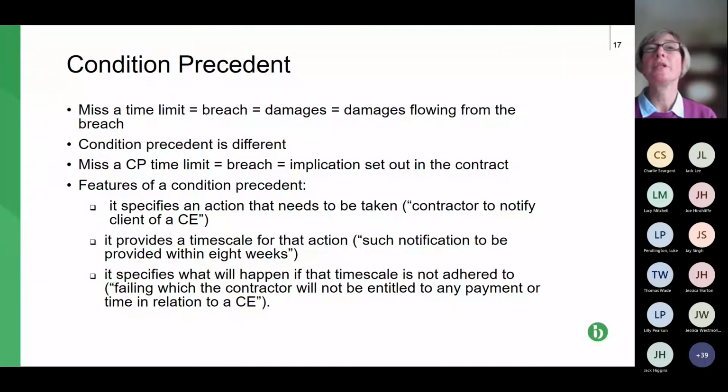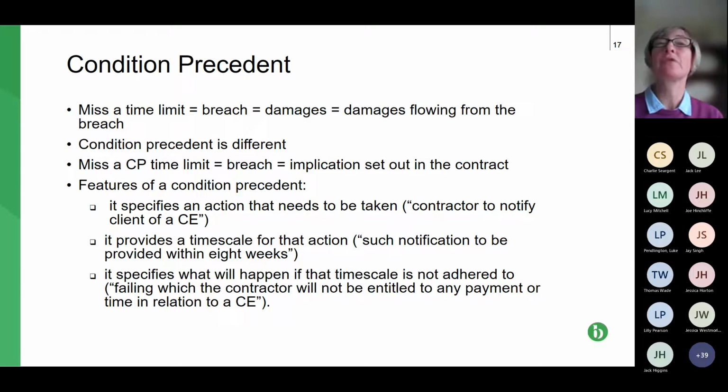So the final bullet point, the features of a condition precedent. First one, it specifies an action that needs to be taken. So typically, in this instance, it's talking about the contractor, because typically they apply to contractors or subcontractors. The contractor is to notify its client, the paying party, of a compensation event, or a variation or an extension of time, the latter two under JCT. That's part one. Part two is the contract provides a timescale for that notice to be given.